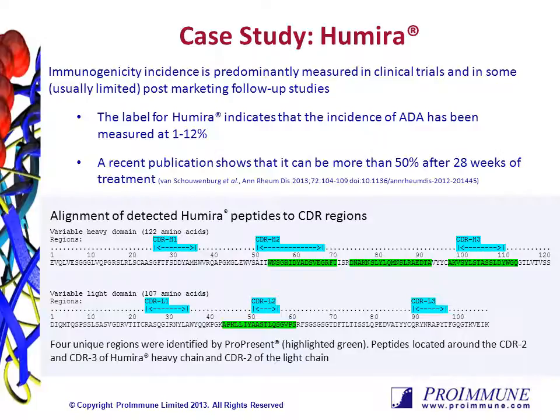When we looked at Humira with ProPresent, we found that at least 4 peptide regions from the V region of Humira are presented on HLA-DR molecules. We have found 3 regions on the Humira heavy chain and 1 on the Humira light chain, and they are shown on the slide.